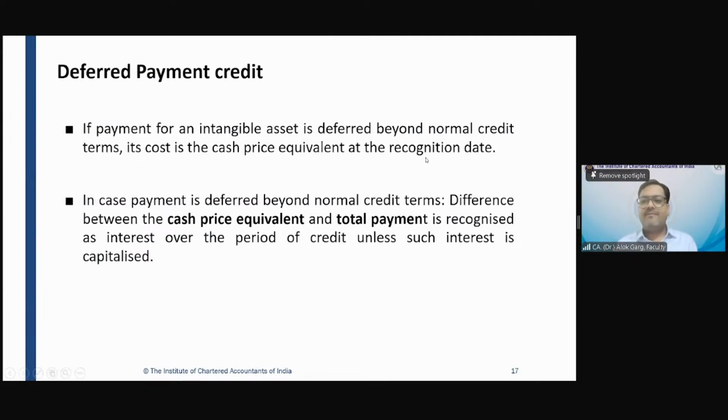Deferred payment credit. This is the same slide which we have discussed in PPE, right? Like PPE, intangible asset is also required to be recognized and measured at the cash price equivalent. For example, Prashant went to buy a Tally software. Prashant asked, what is the price of the Tally software? The shopkeeper said 50,000 rupees. Prashant said, I don't have money right now, I will pay you after a year. He said the price is 60,000 rupees. So why has he increased the price?